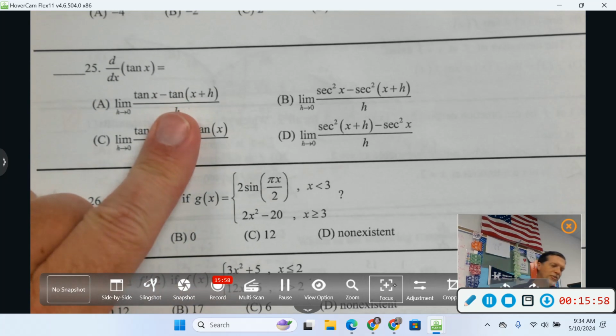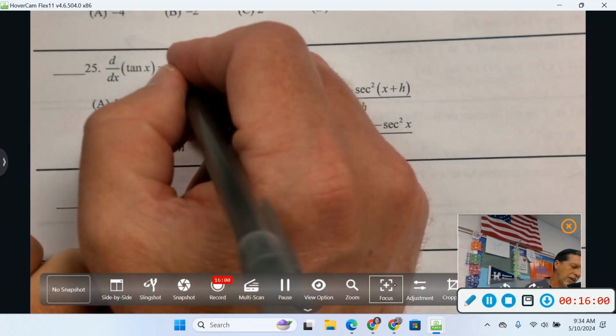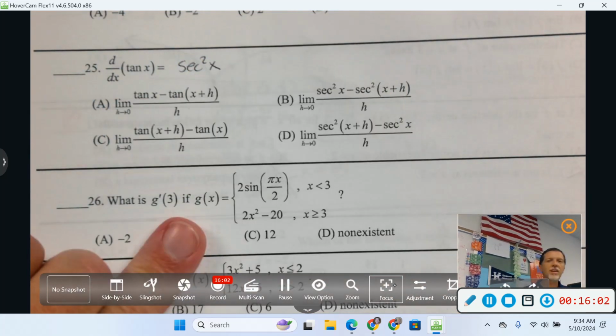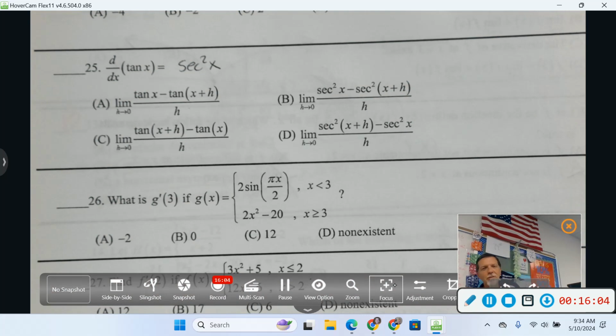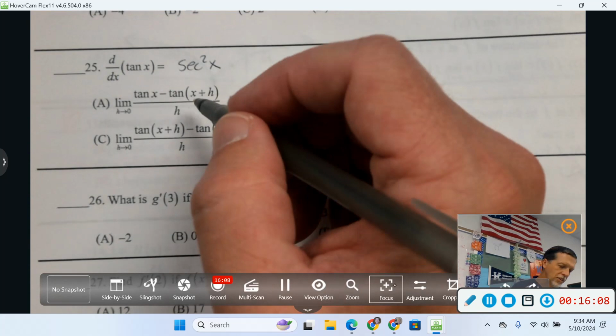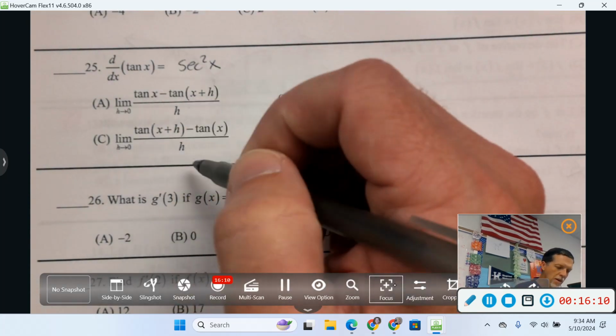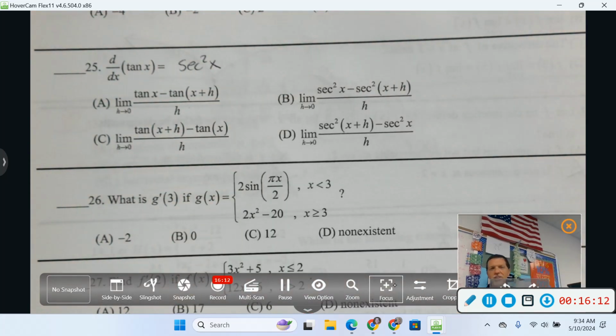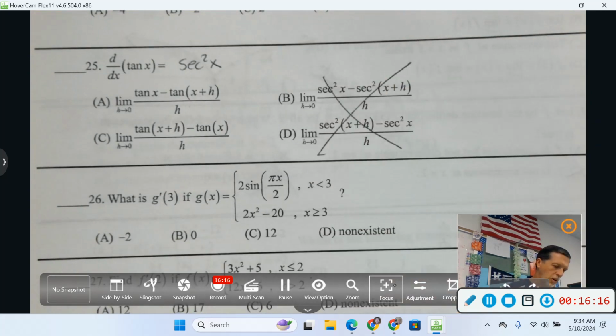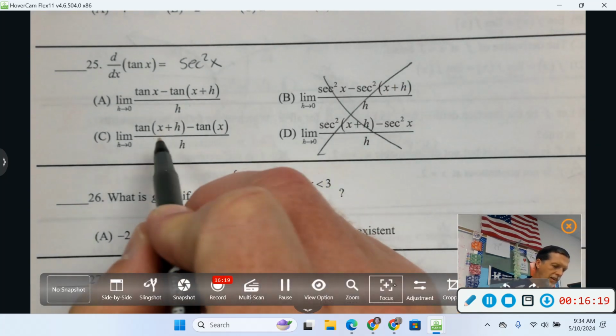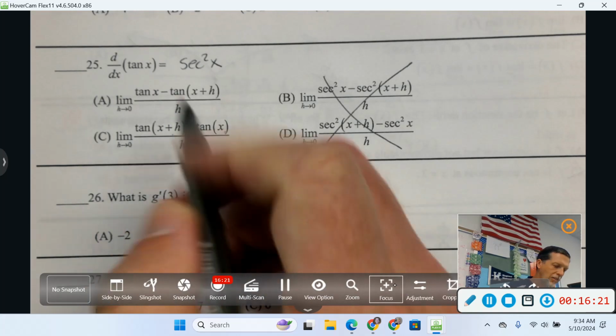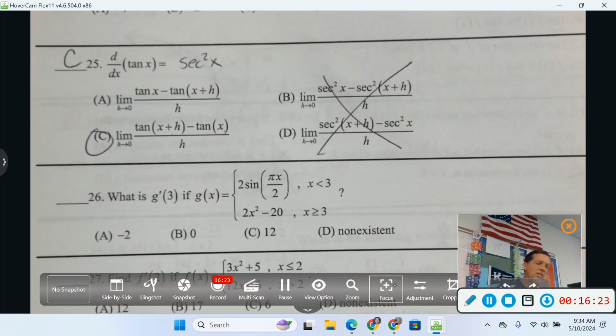Well, without answer choices, I see derivative of tangent. I'm like, oh, I know that. That's secant squared. But then I look at my answer choices and I'm like, wait a minute, that's not the kind of problem it's asking. It wants to know which one of these is the format of the definition of a derivative. So it's not these secant squared ones. And it's f of x plus h minus f of x. So that one's C.